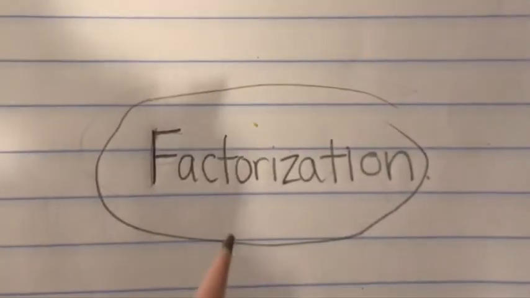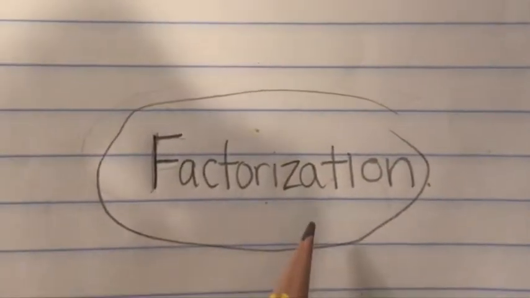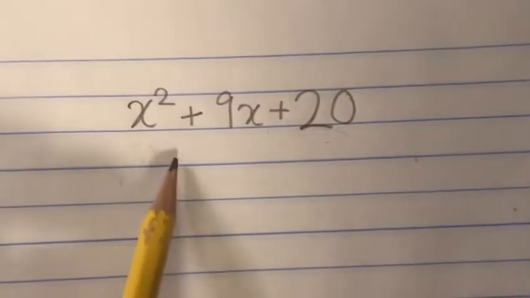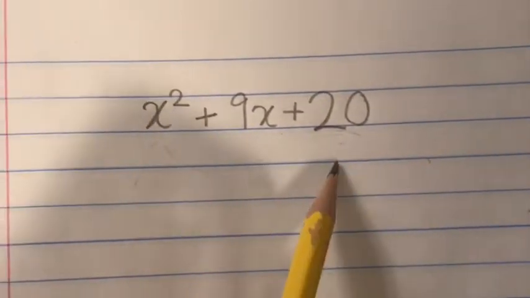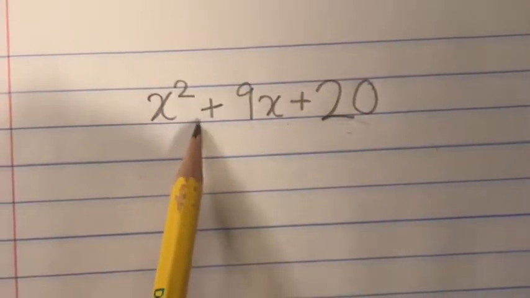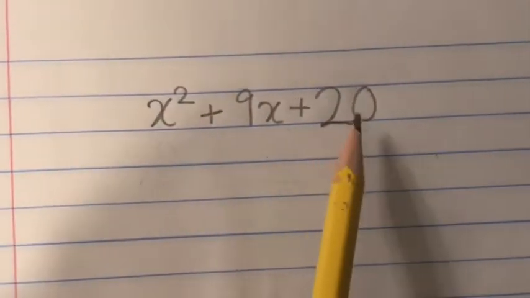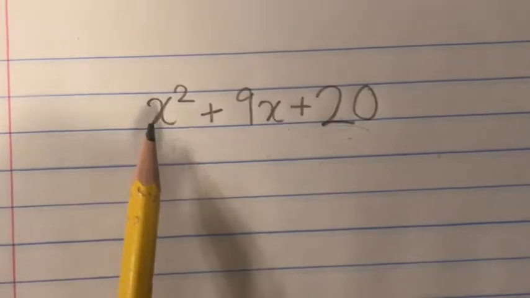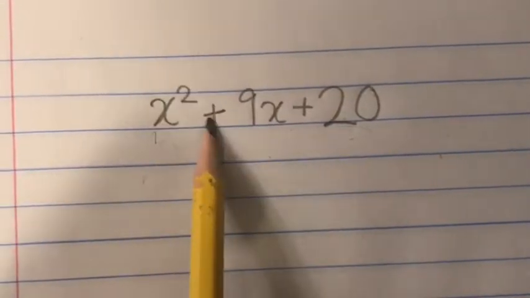Today we're going to be studying the factorization of trinomials more specifically. So we have this very simple equation, x squared plus 9x plus 20. We can break this equation into two parts. Over here you have a constant, and over here you have a variable with an exponent.